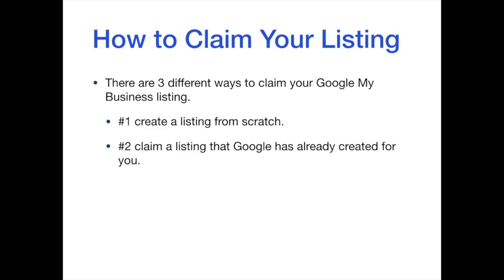Number two is that sometimes Google has already created a listing for you. This sometimes happens in cases where you might have a really strong presence online. A lot of people have searched your business, so Google has taken the initiative to create a Google business listing for you. And we're going to walk through how you can claim that. So we'll show you what it looks like and how you can see if Google has created a listing for you and then what you're able to do.